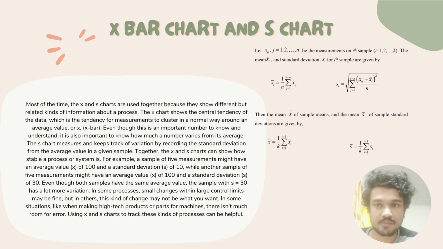For example, a sample of 5 measurements might have an average value X of 100 and a standard deviation S of 10, while another sample of 5 measurements might have an average value X of 100 and a standard deviation S of 30. Even though both samples have the same average value, the sample with S equal to 30 may be fine in some processes, but in others, it shows that it possesses a lot of variation. In some processes, these small changes within the larger control limits may be fine, but in others, this kind of change may not be what you want.